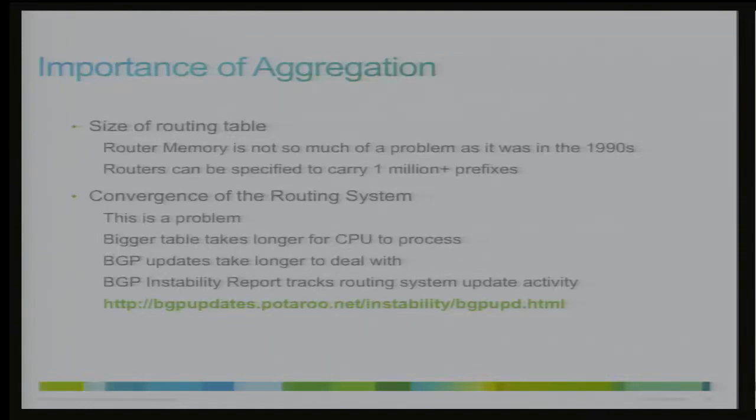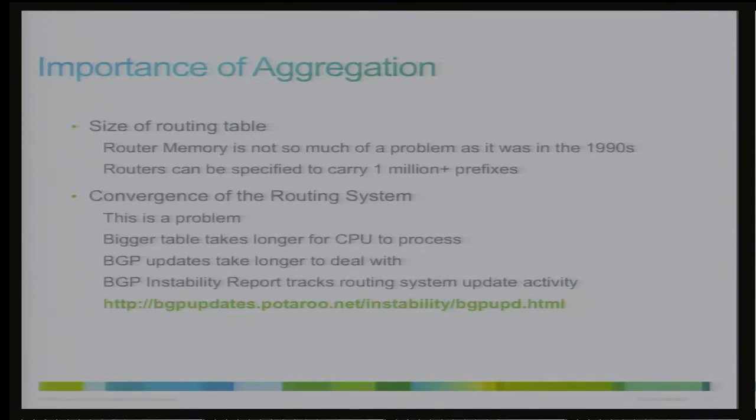So, importance of aggregation: size of the routing table. Router memory is not a big problem nowadays because memory is not expensive, so you can have a router with very large memory. But if you have a legacy router that has been running on your network for quite some time, it may not have enough memory to carry the full internet routing table. Most routers today can carry multiple millions of routes. But the key is convergence.